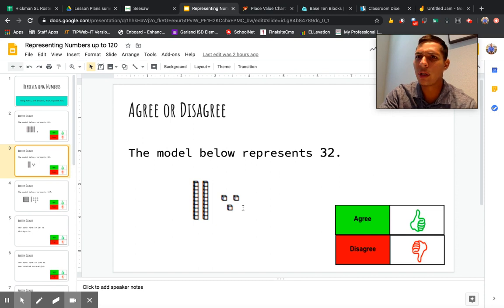And how do we know that? Simple. We're going to go back. Remember, skip counting. Let's go back and skip count our base 10 blocks. My apologies. This is a rod, so it's 10, 10, 20, 21, 22, 23. So this model actually represents 23, not 32.